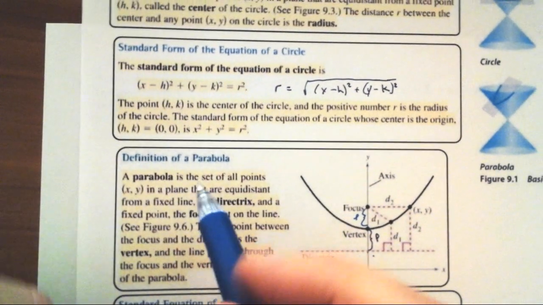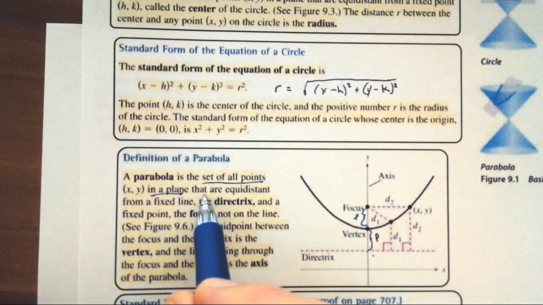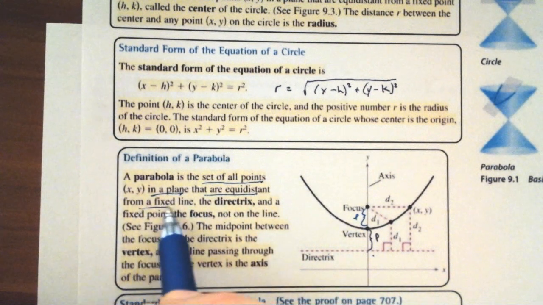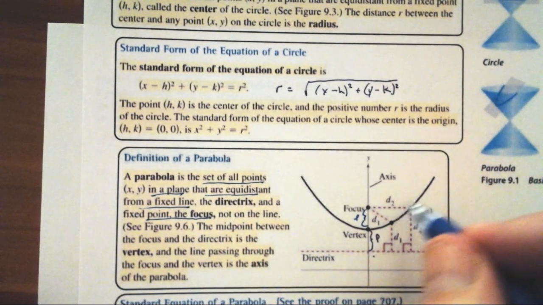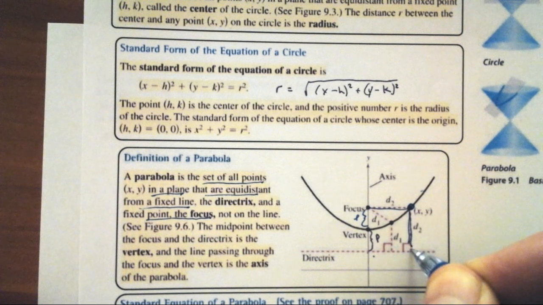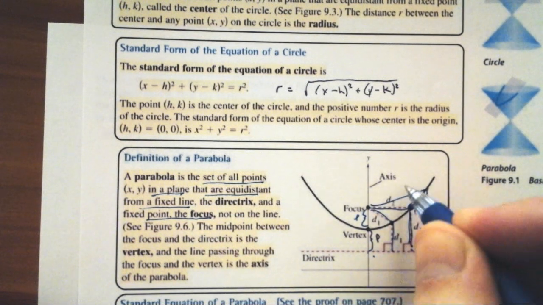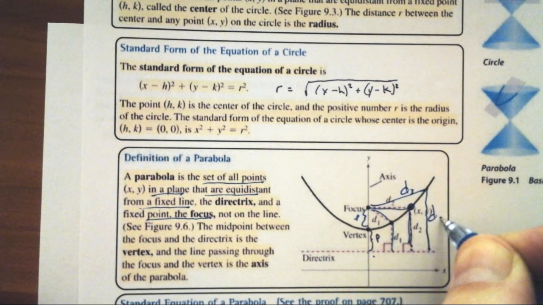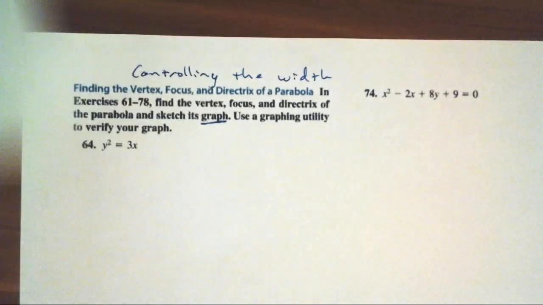Our definition of a parabola is the set of all points in a plane that are equidistant from a fixed line called the directrix and a fixed point called the focus that's not in that line. If you notice, this point right here is the same distance to the directrix as this is. This point out here would be the same distance to the directrix if I called that D3. So we need to know that, but we're going to actually apply it in this problem.